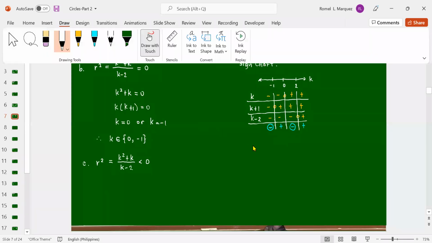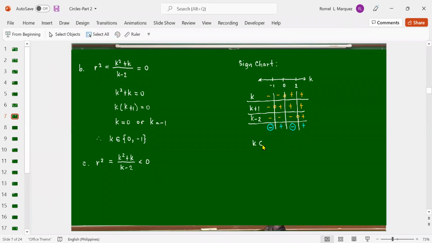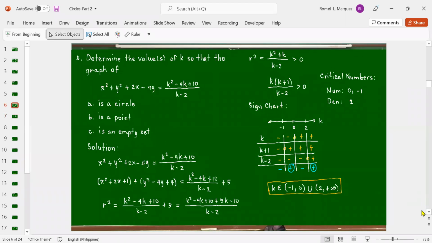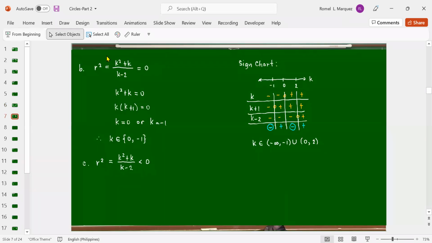Hence, k is an element of this interval, -infinity to less than -1, union with between 0 and 2. Any value of k that is in this interval will make the given equation an empty set. Clear? Oh, that's it.